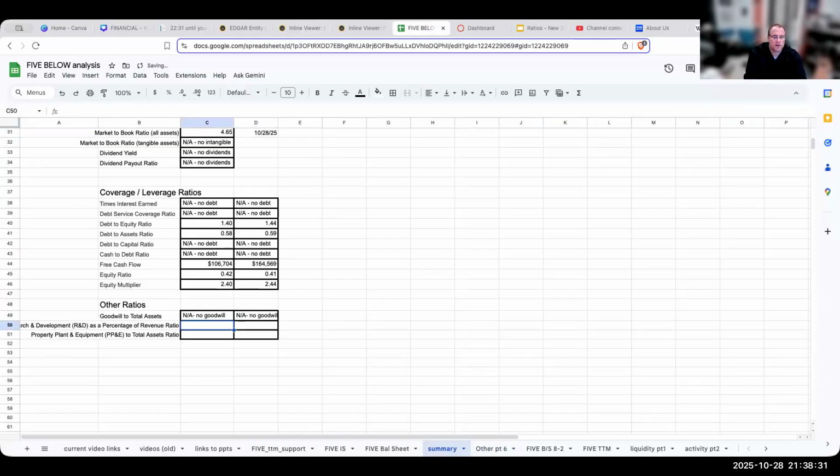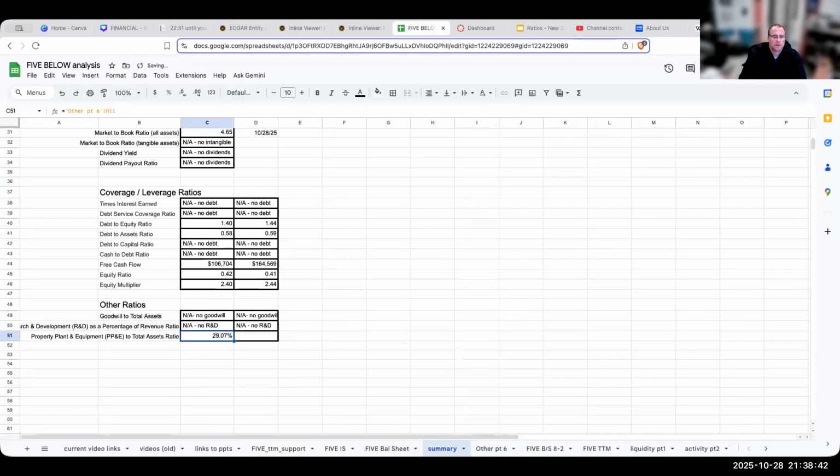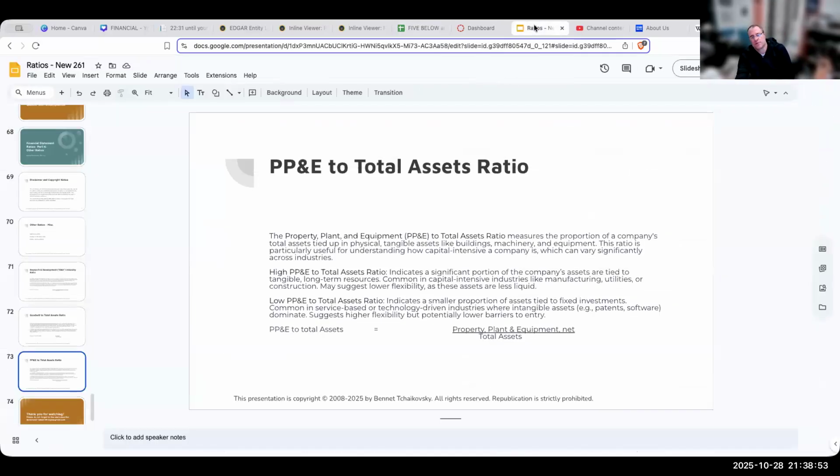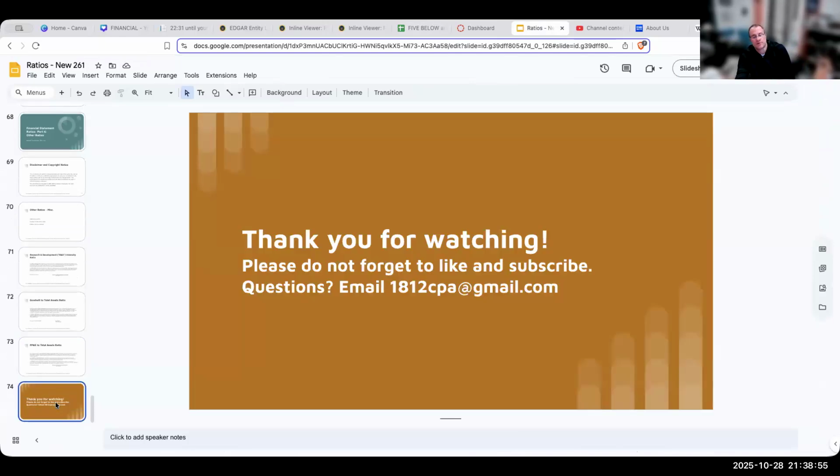These are both going to be non-applicable. And then lastly, over here, we've got 29, and then over here, 29. So those are the other ratios. I did spend a bit more time on the other ones with other examples, because if you're doing something other than the simplistic Five Below, you're going to have to go through and do some research.